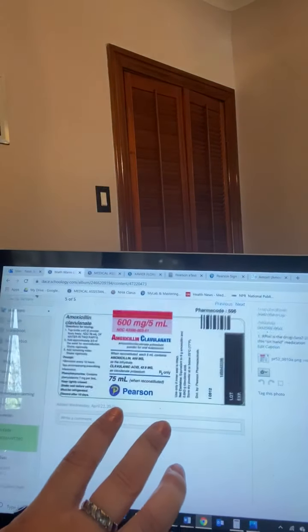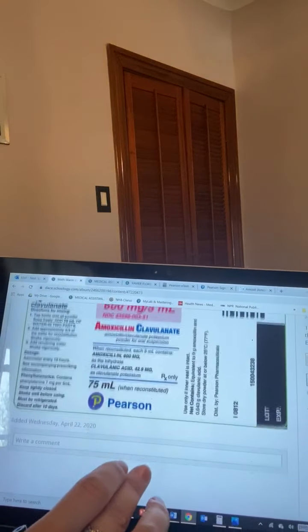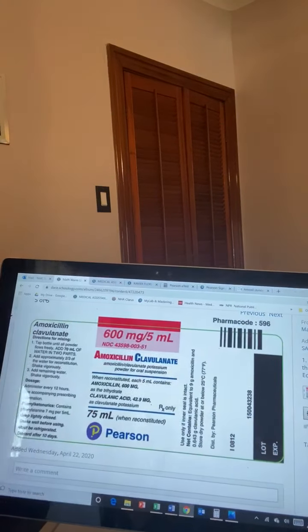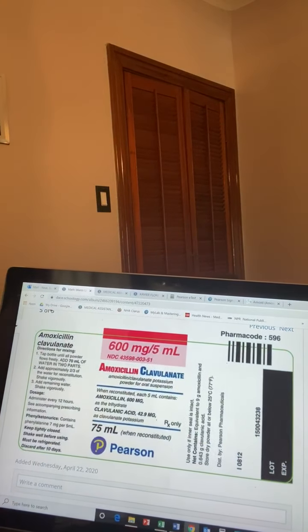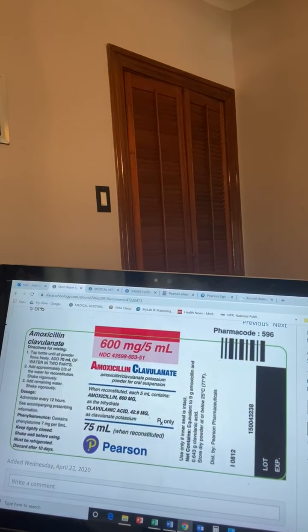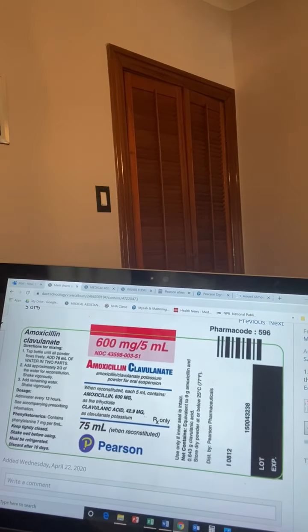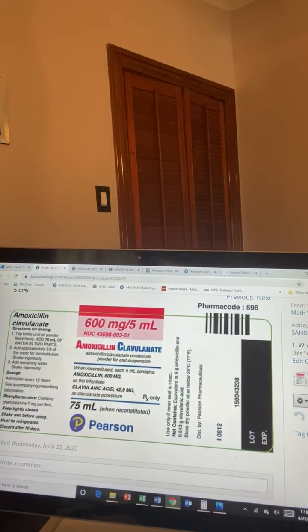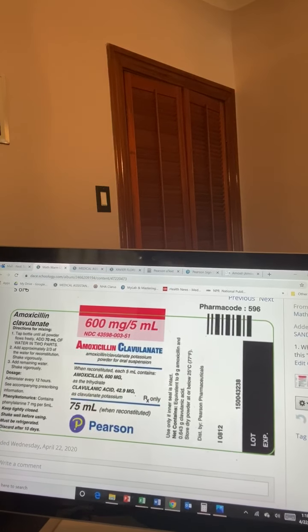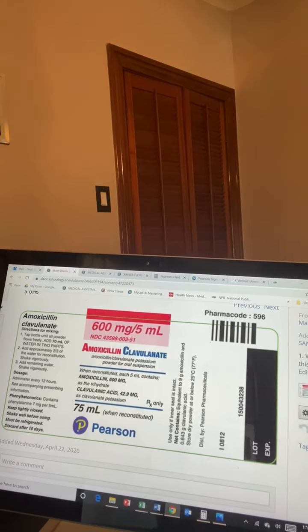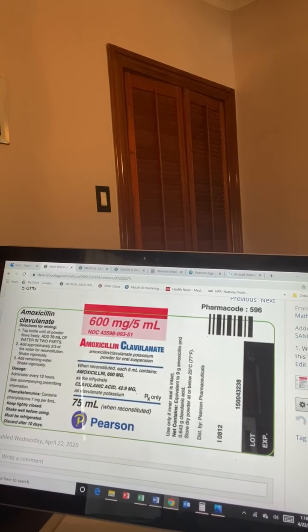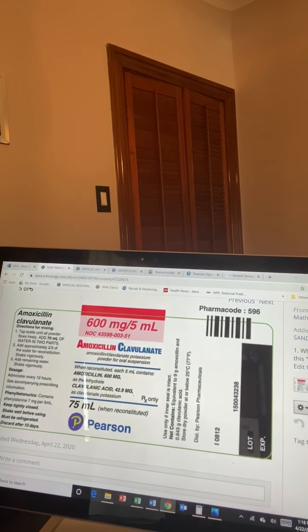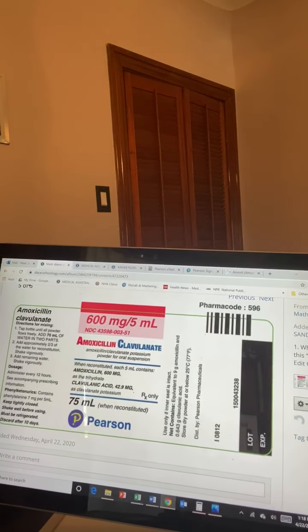Here's our label. I'm going to make it a little bigger. So our label reads amoxicillin 600 milligrams per 5 mLs. So that's in each 5 milliliters poured out. This is a suspension that is to be given orally when reconstituted.